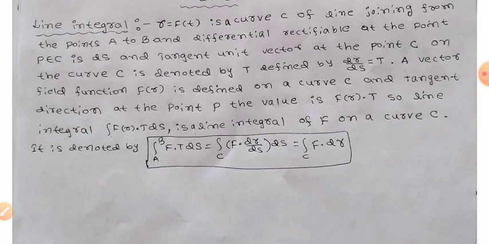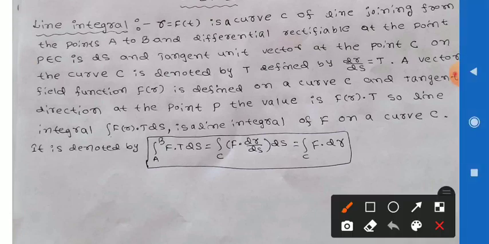So the line integration of f(r) dot T ds is the line integral of f on the curve C. It is denoted by the integral from A to B of f dot T ds, which equals the integral of f dot, where T is equal to dr/ds. By substituting f dot dr/ds times ds, the ds is cancelled, giving the integral over the curve C of f dot dr.